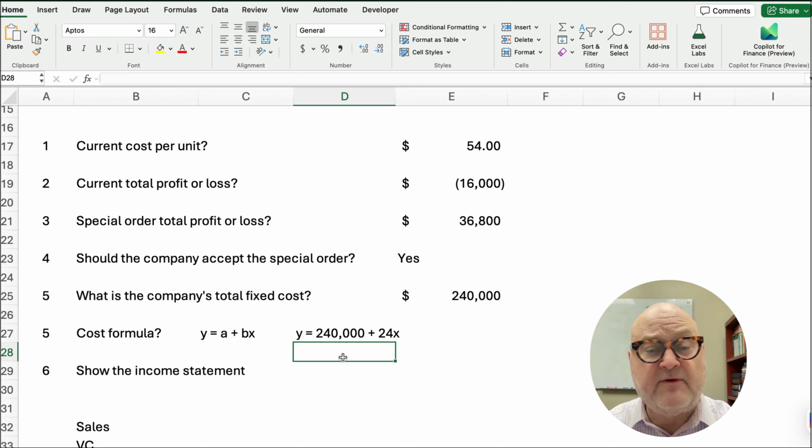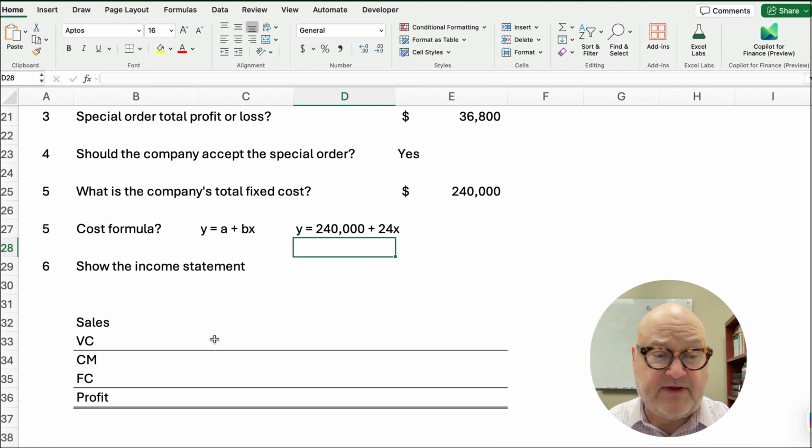If we produce 0, what's our total cost? Well, 240,000. If we produce 1 unit, it's going to be 1 times 24 plus the 240,000. So we always have that 240,000, and we divide it by more and more units. The cost per unit goes down. That's economies of scale. Now, here's the other way to think about it.